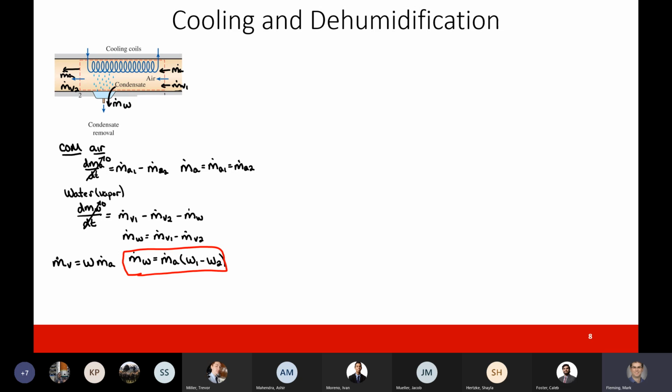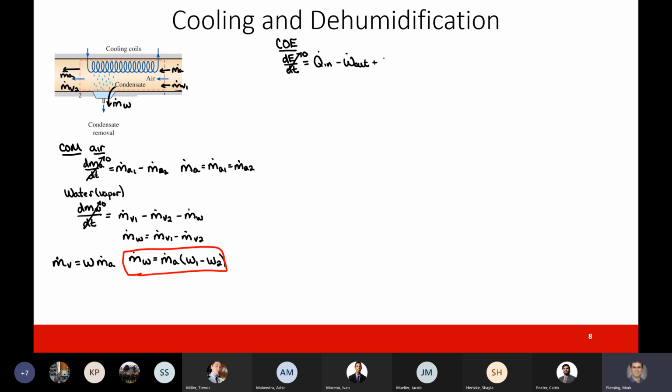Now, in terms of the energy balance, we have to go ahead and write that out. So writing out conservation of energy for the system, we have the change in energy inside the system with respect to time, that goes to 0. This is going to equal the heat transfer rate in minus the rate of work out.